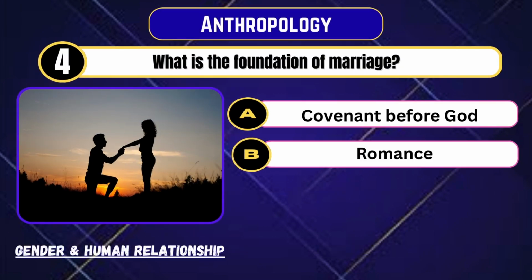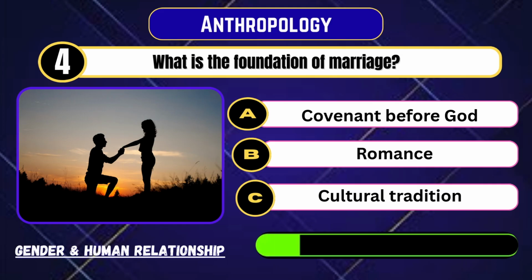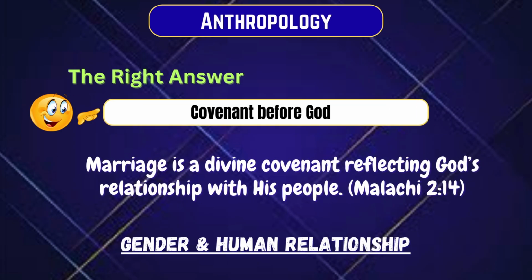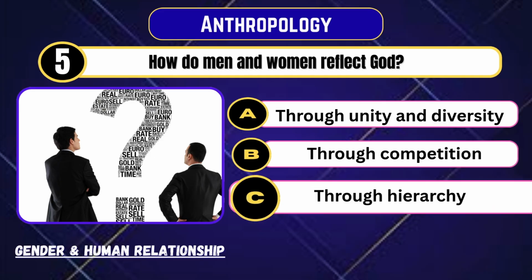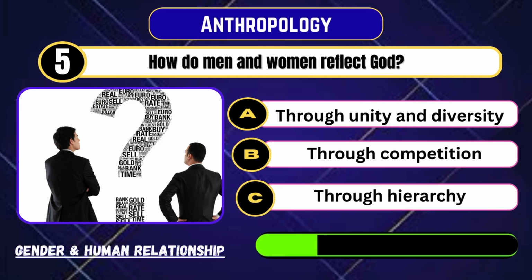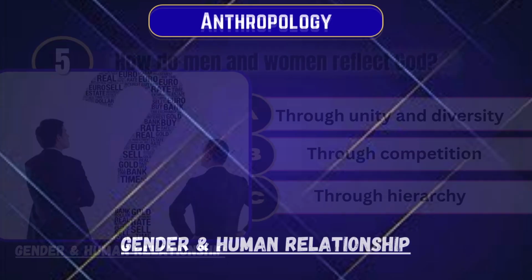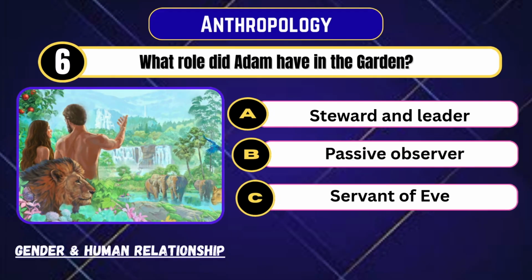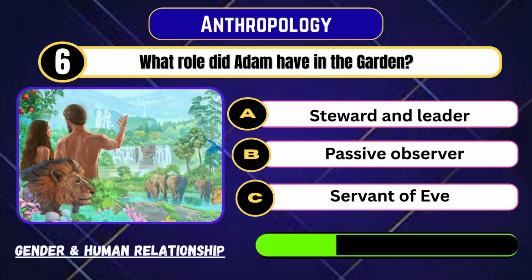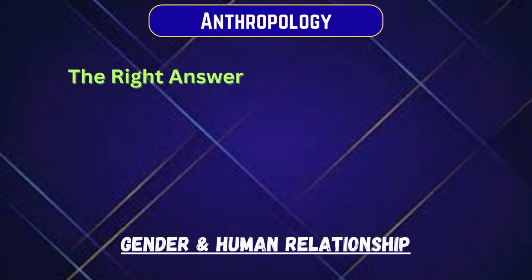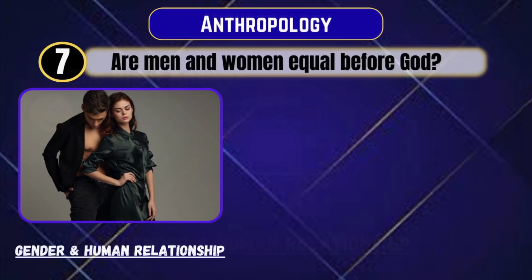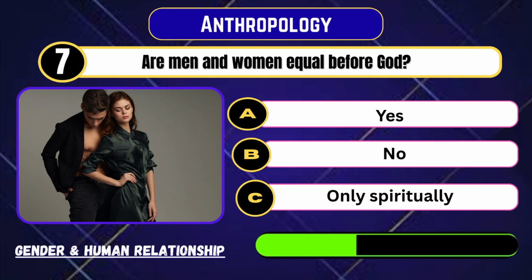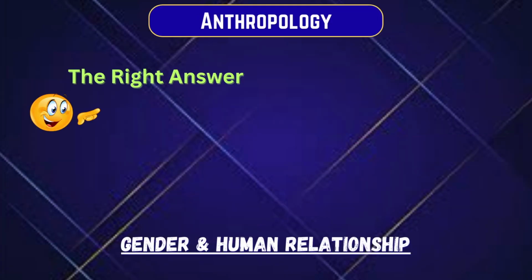What is the foundation of marriage? Covenant before God. How do men and women reflect God? Through unity and diversity. What role did Adam have in the garden? Steward and leader. Are men and women equal before God? Yes.